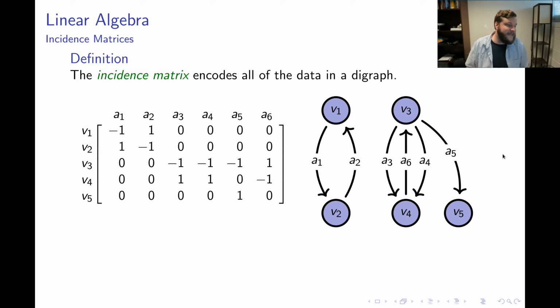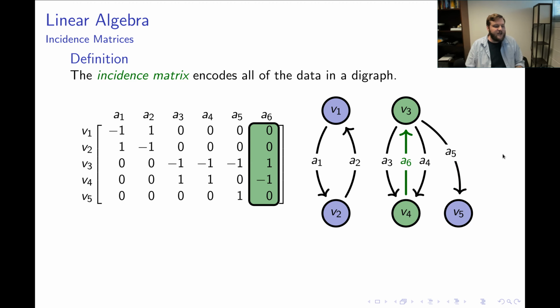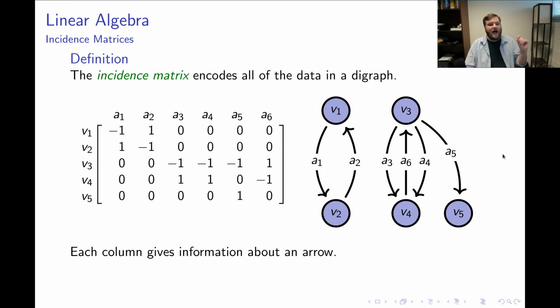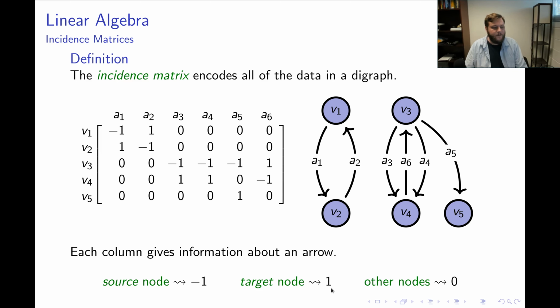And the idea is that I keep going column by column, building the entire incidence matrix until I've exhausted all of the arrows. So the general principle here is that each column in the incidence matrix gives information about an arrow. The source node for each arrow, that's where the arrow starts, gets tagged with a -1. The target node, that's where the arrow points, gets tagged with a 1. And all of the other nodes get tagged with zeros. So we build the incidence matrix column by column to represent all of the arrow data.